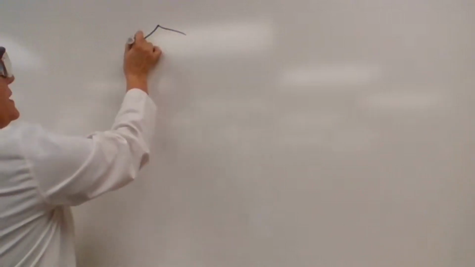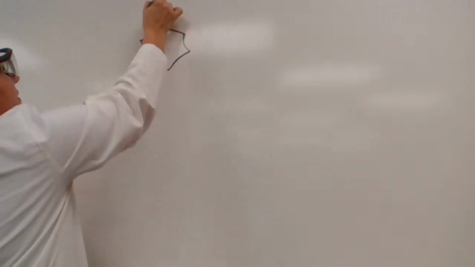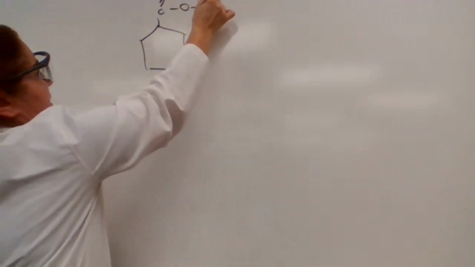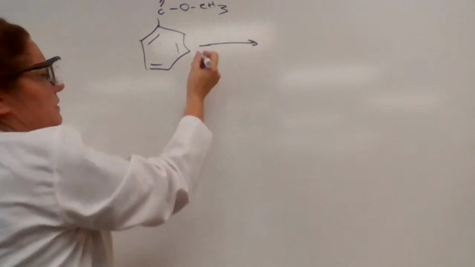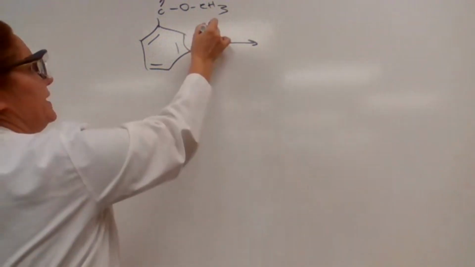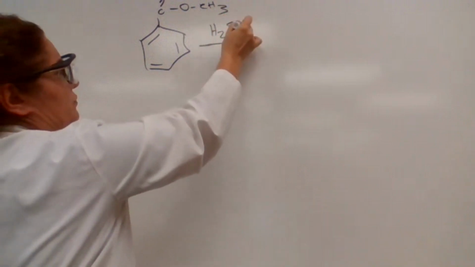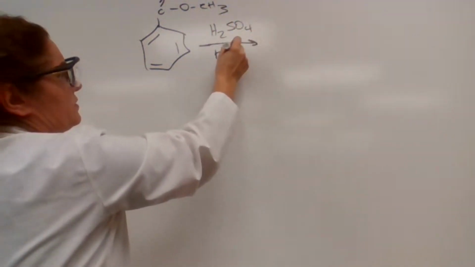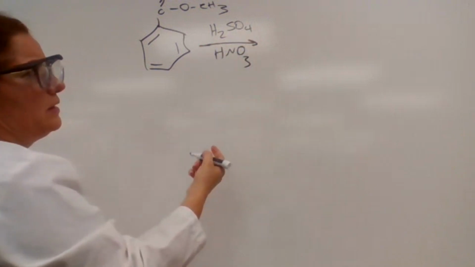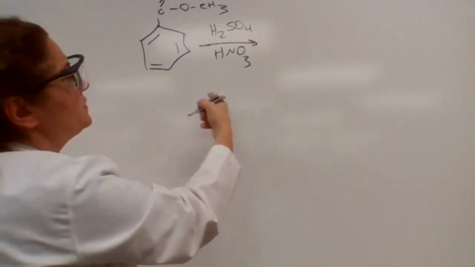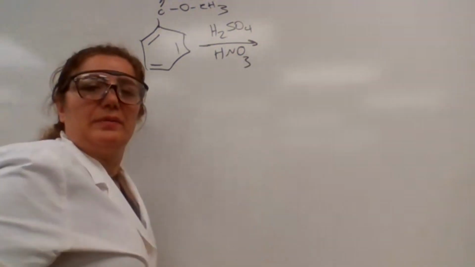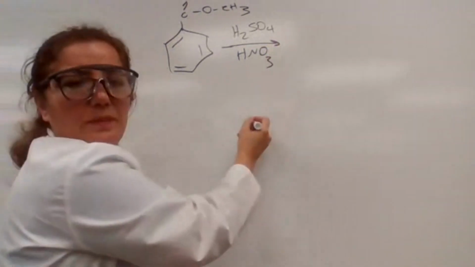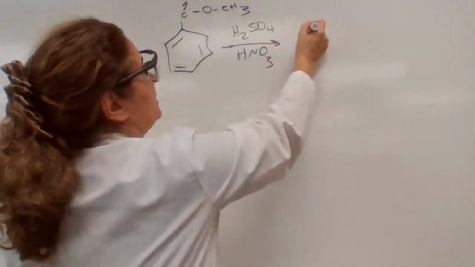If we have a benzene ring with methyl benzoate on it already, and we do nitration, what's the reagent for nitration? Sulfuric acid mixed with nitric acid, that would be the reagent for the nitration experiment, which is going to generate or produce the nitronium ion, NO2 plus, the nitronium ion.